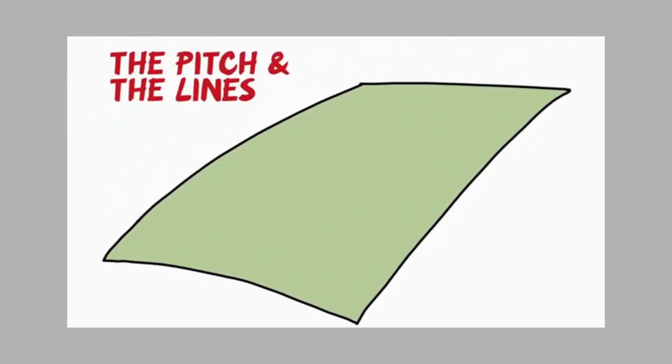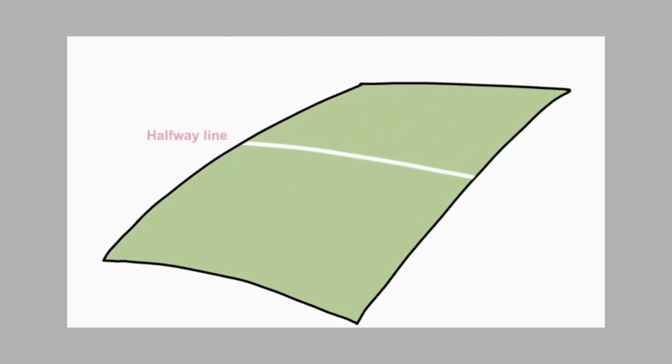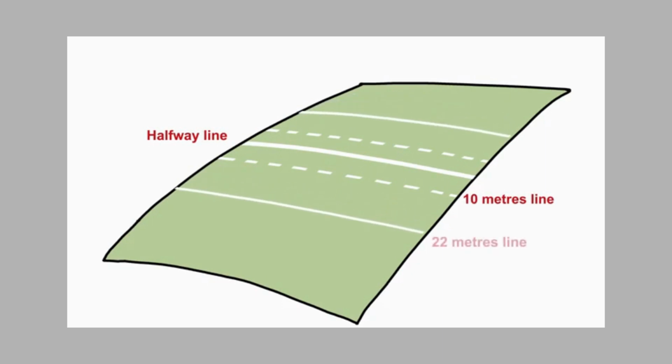The rugby pitch is about the same size as a football pitch. On the pitch, there are a number of lines. We start from the halfway line. From this line, the game is started or restarted after a score. Next is the 10-metre line. After the kick-off, the ball must cross this line. Then there is the 22-metre line.